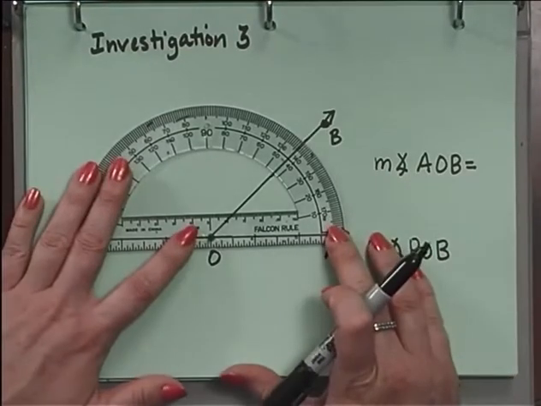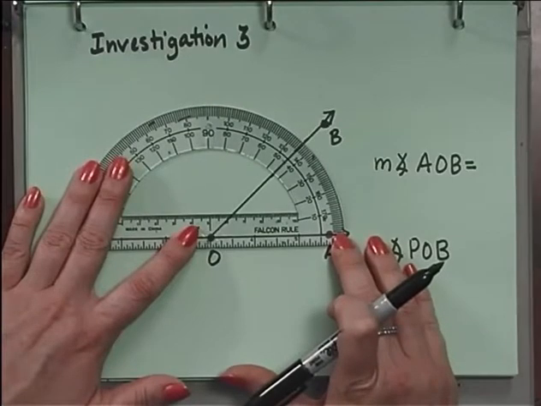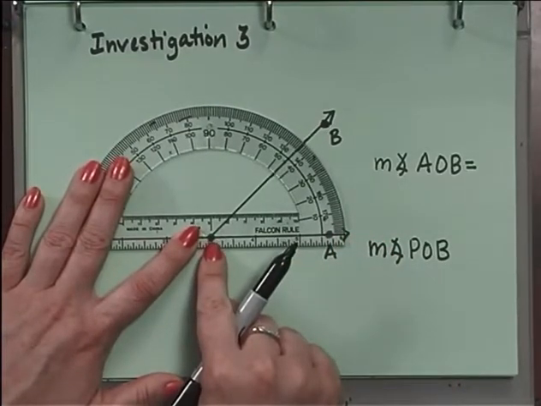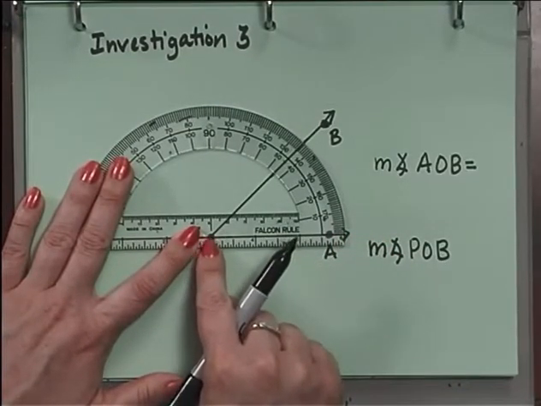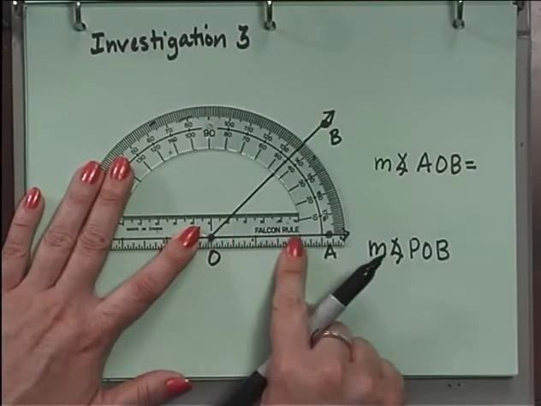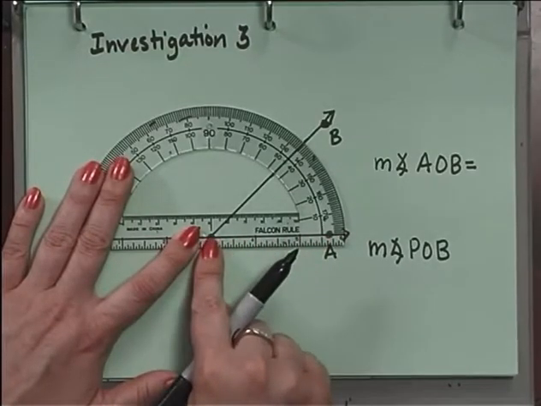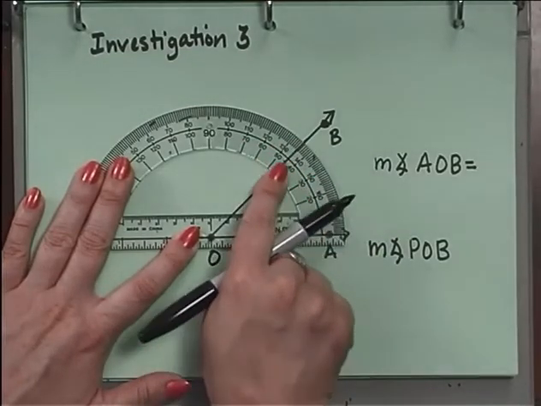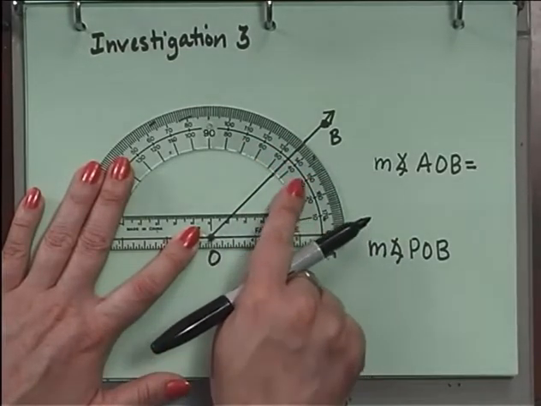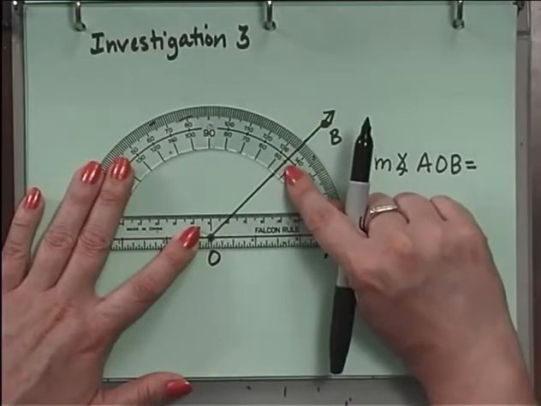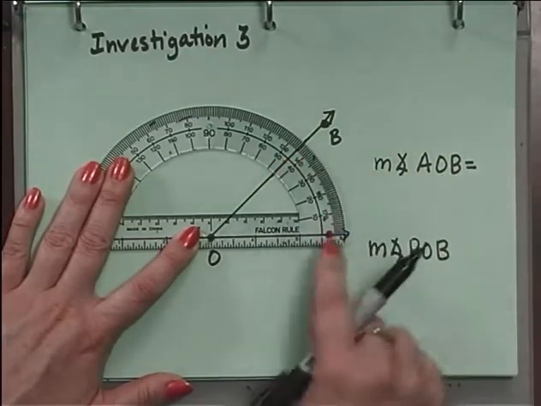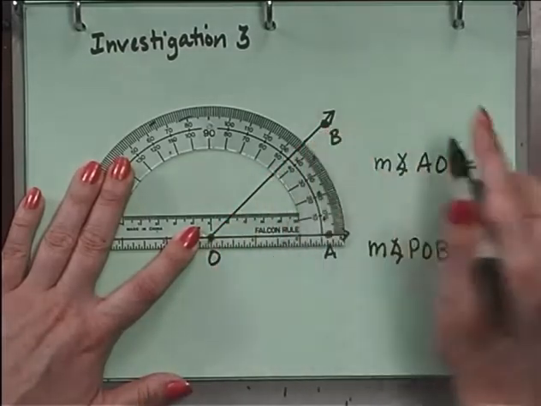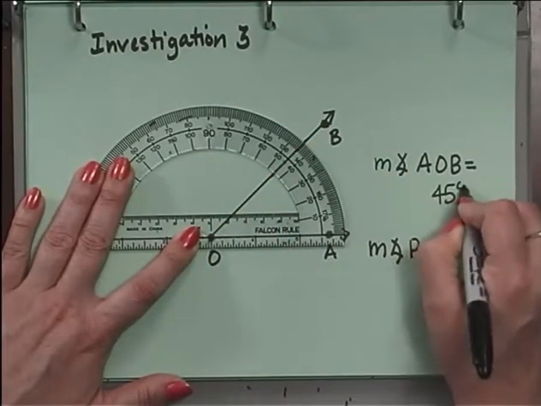So again, I line my protractor up so that the vertex of the angle is in this center hole right here. Line it straight across with 0. If I'm measuring this direction here, I go by the bottom measurements. So 10, 20, 30, 40. And then midway between 40 and 50 would be 45. So angle AOB is a 45 degree angle.